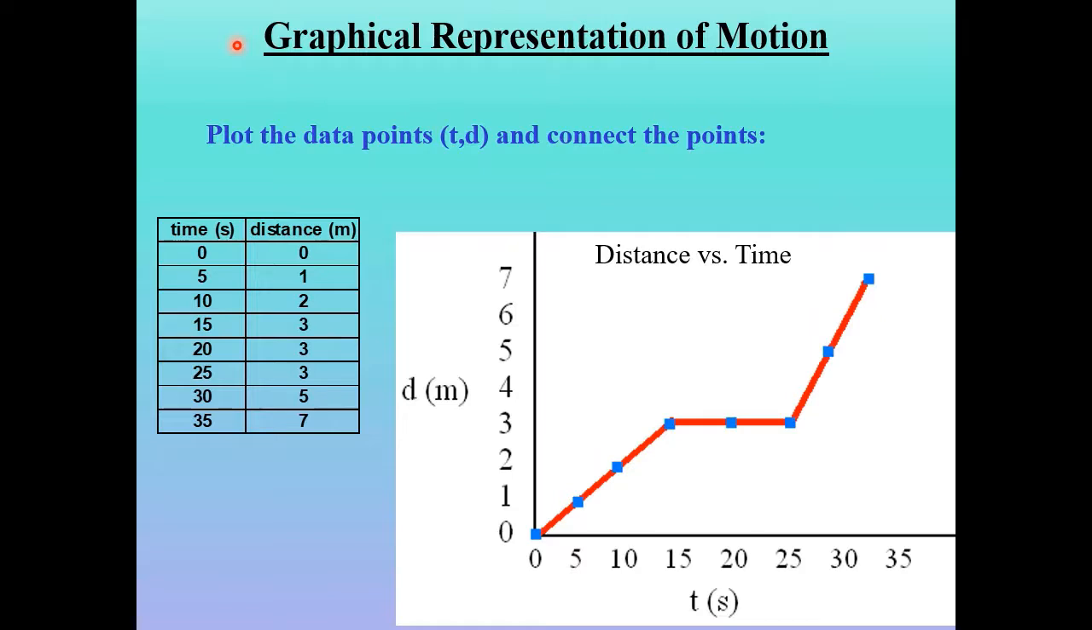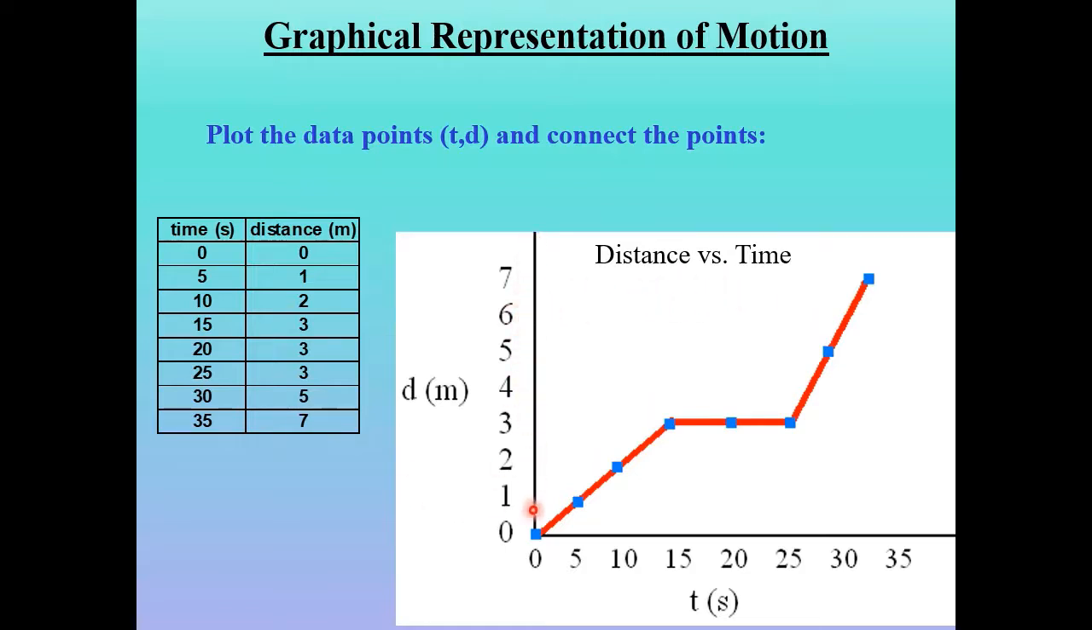Okay, so let's take the data that we collected for our ladybug, and let's make a graph. So this is the data table again. You can see that, for example, at time 0 seconds, remember the ladybug started at 0 at the origin, so her distance that she traveled was 0. After 5 seconds, she had traveled 1 meter. After 10 seconds, 2 meters, and so forth. So let's go ahead and plot these points on a distance versus time graph.